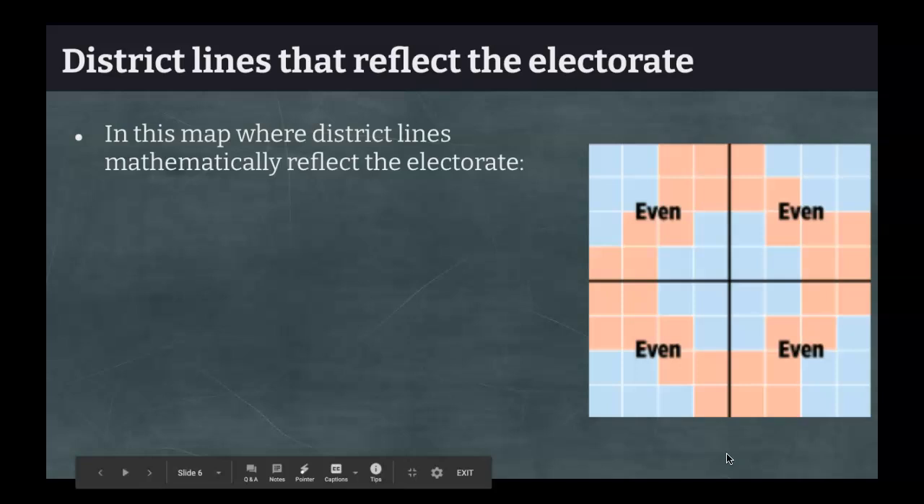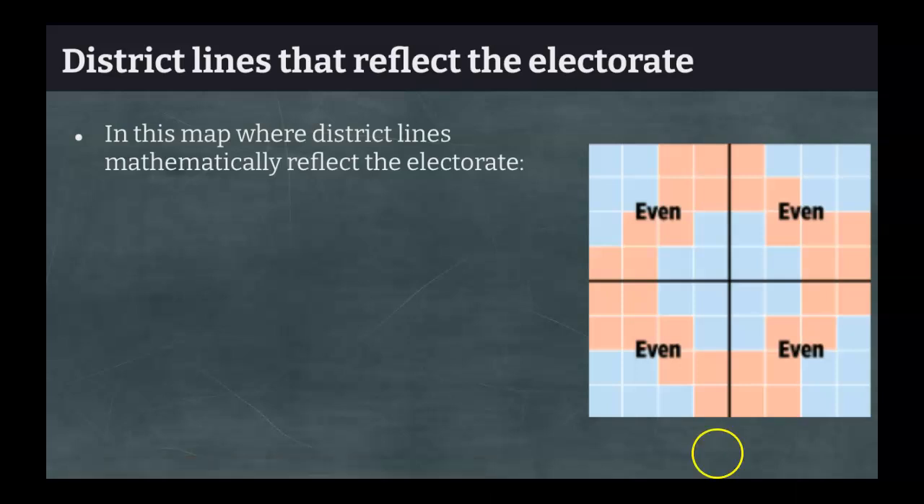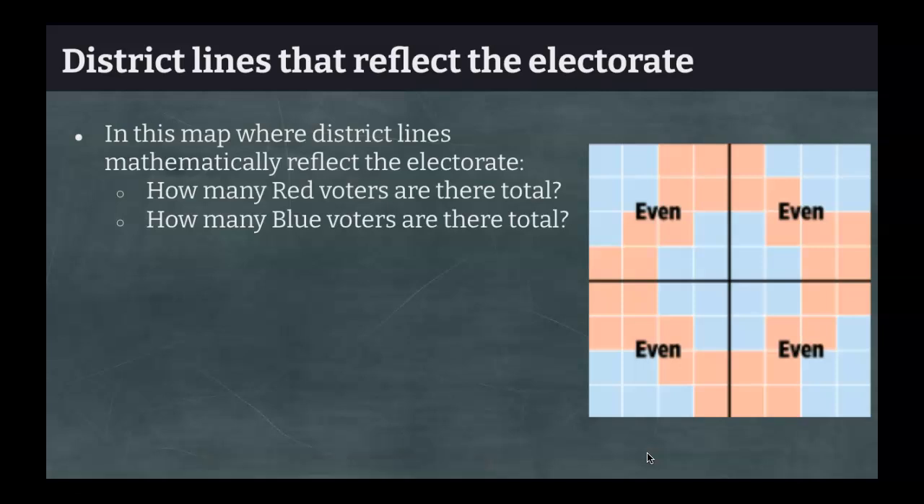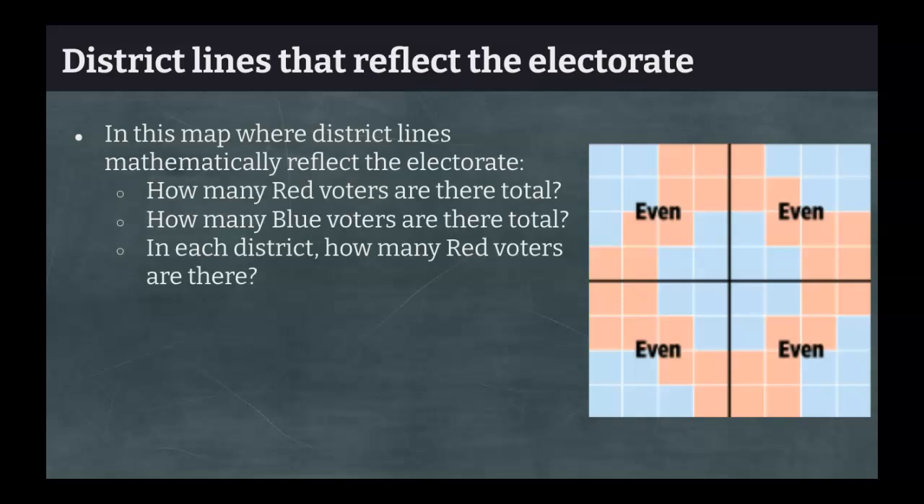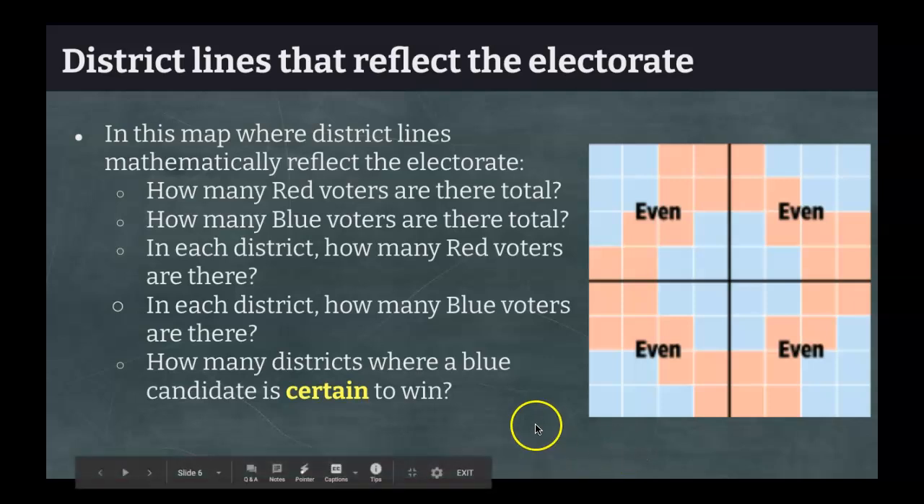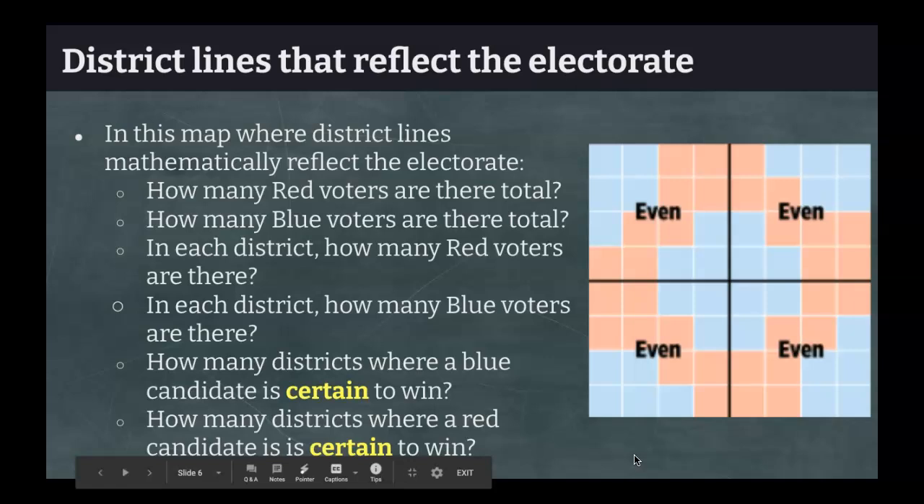In this map, where the district lines mathematically reflect the electorate, how many red voters are there in total? Count them up, all of the red boxes. How many blue voters are there in total? Count them up, all the blue boxes. Now looking into the boxes created by the black lines, in each district, how many red voters are there? In each district, how many blue voters are there? How many districts are there where a blue candidate is certain to win? How many districts where a red candidate is certain to win?